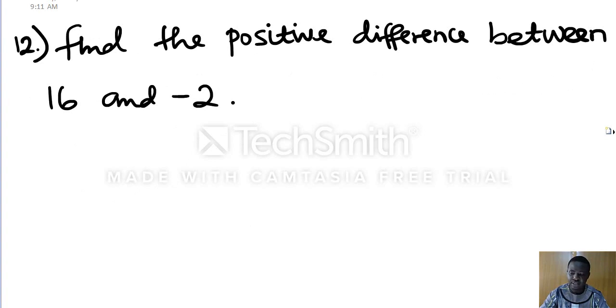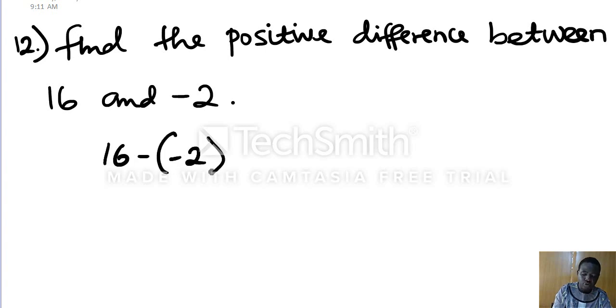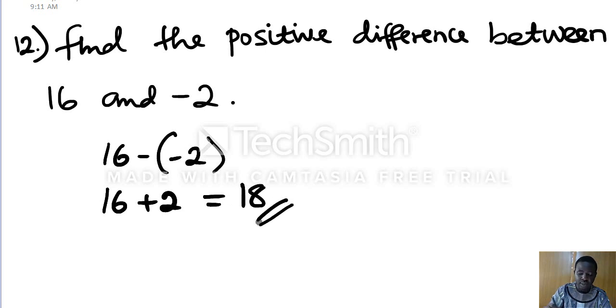Question 13 says you should find the positive difference between 16 and minus 2. Definitely you know 16 is greater than minus 2. So this becomes 16 minus into bracket minus 2. Positive difference. So opening the bracket, you have 16 plus 2. And 16 plus 2 is equal to 18.